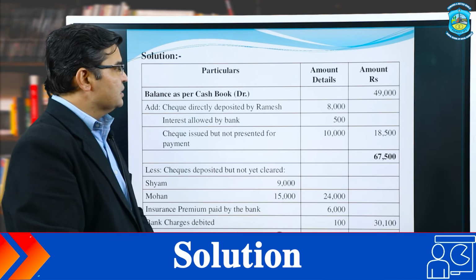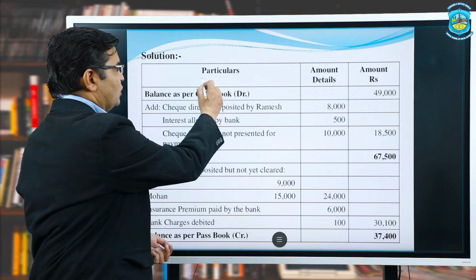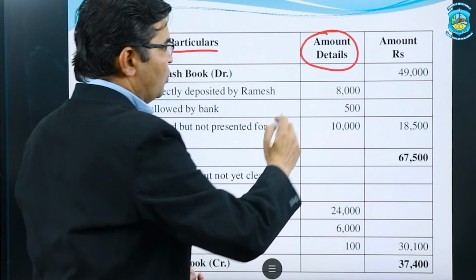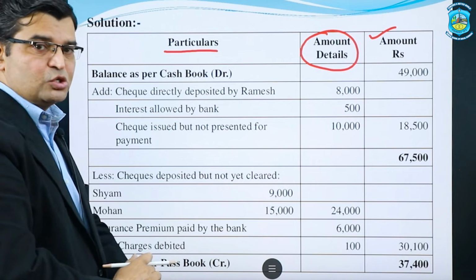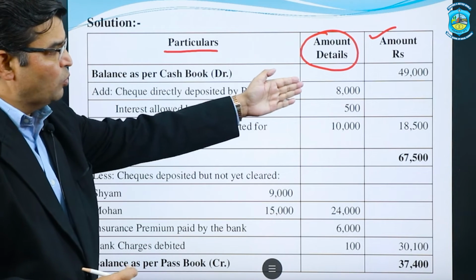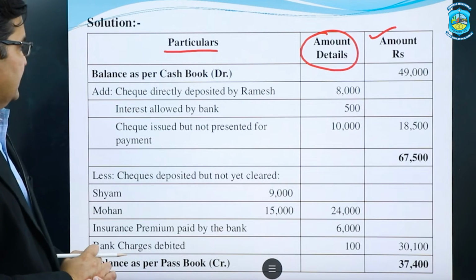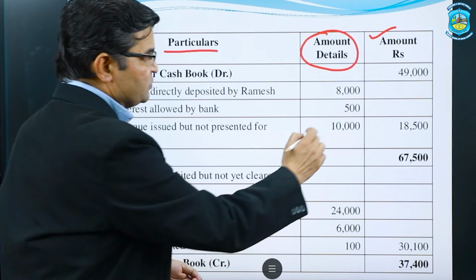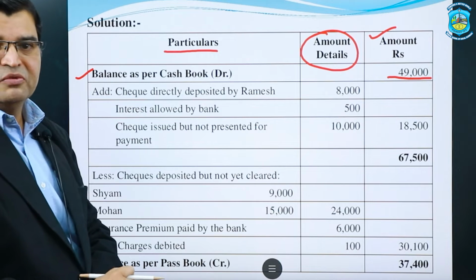So students, this is bank reconciliation statement in which the first column is particulars, second column is for amounts in detail, and finally the net amount will be shown in the last column. So there will be three columns: particulars, amount details and amount, that is net amount. As we know, balance as per cash book is already given worth rupees 49,000. This 49,000 is the debit balance, that is positive balance of our cash book.